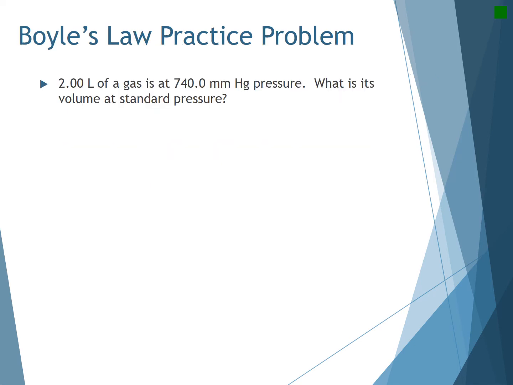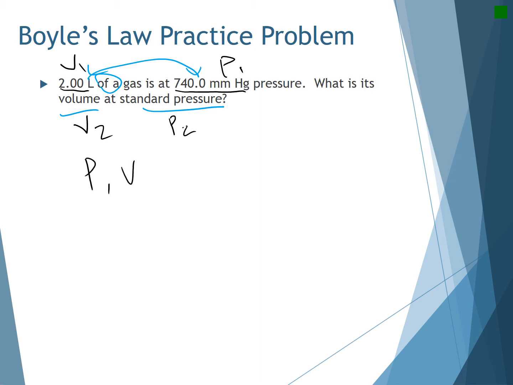So let's just do a real life example. 2 liters of a gas at 740 millimeters of mercury. What is its volume at standard pressure? Those two things go together, so I am going to label this as P1 and this as V1, which means this will be my P2 and this will be my V2. So my formula is P1 V1 equals P2 V2.